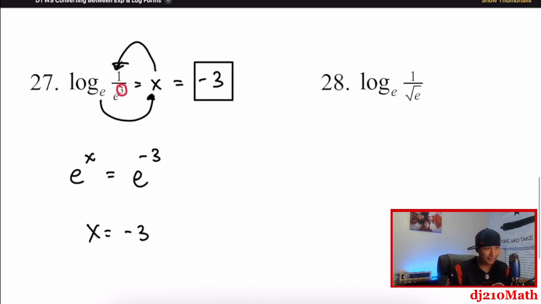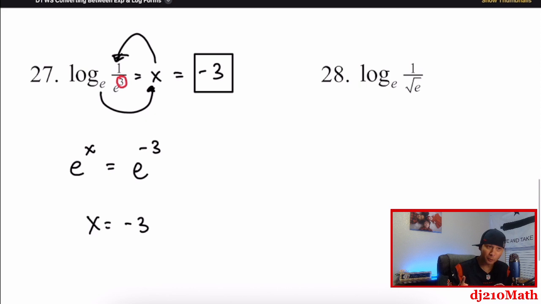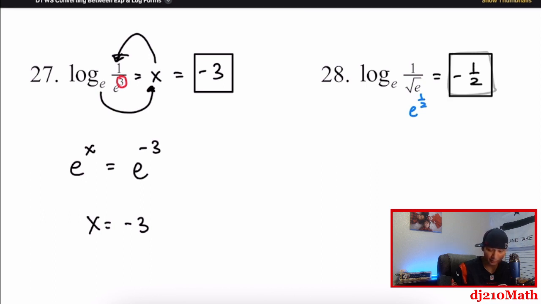So with that being said, what's the answer to 28? This is really e to the 1/2 power, because that's what a square root is, right? It's 1/2 power. But because it's in the denominator, it's going to be negative. The answer is negative 1/2. Right? It's 1/2 because that's the power, and then it's negative because it's in the denominator.